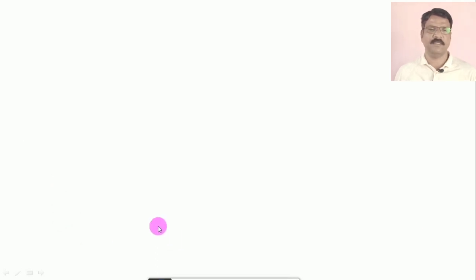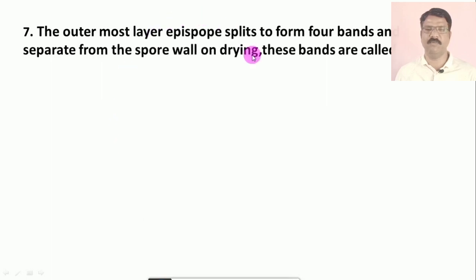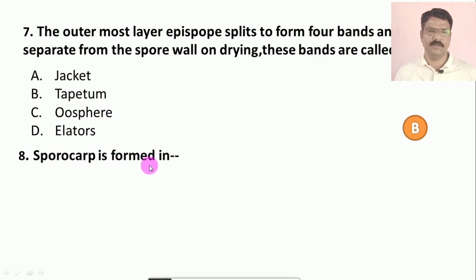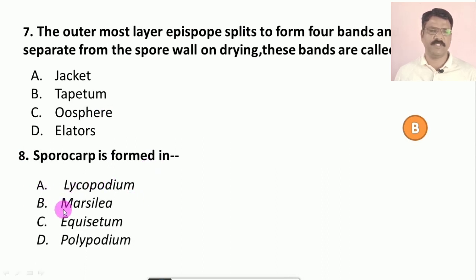Question number 7: the outermost layer, epispore, splits to form 4 bands and separates from the spore wall on drying. These bands are called in pteridophytes. Options are A. jacket cell, B. tapetum, C. oosphere, and D. elaters. The correct option is D, elaters. Question number 8: sporocarp is formed in which type of pteridophytes? Options are A. Lycopodium, B. Marsilea, C. Equisetum, and D. Polypodium. The correct answer is B, Marsilea.